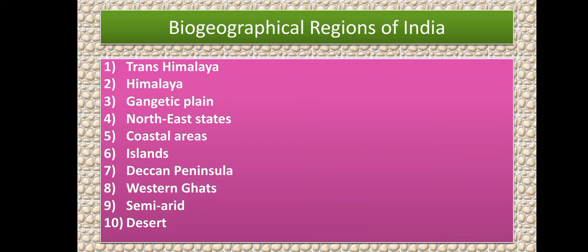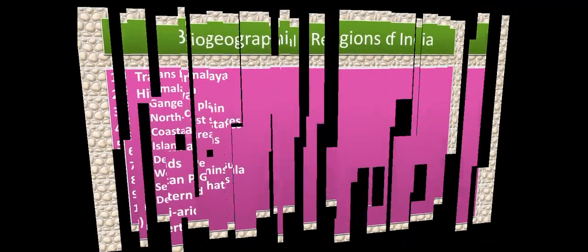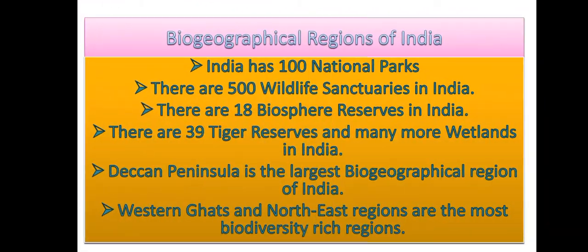Among these biogeographical regions, Deccan Peninsula is the biggest biogeographical region, and Western Ghats and Northeast states are richer than the other biogeographical regions in context of species richness. Biogeographical regions of India have 100 national parks. There are 500 wildlife sanctuaries in India. There are 18 biosphere reserves in India. There are 39 tiger reserves and many more wetlands in India.